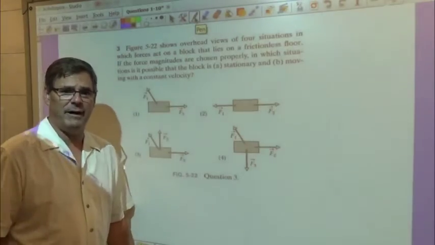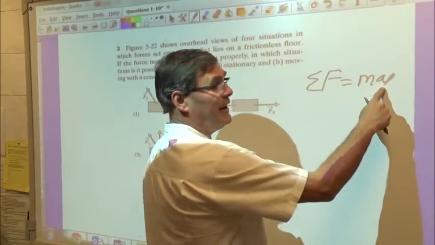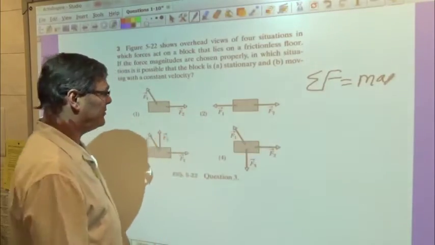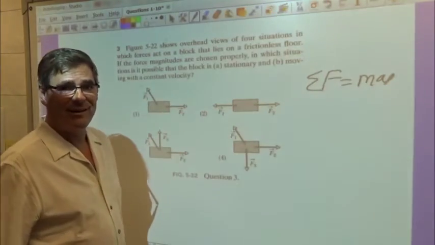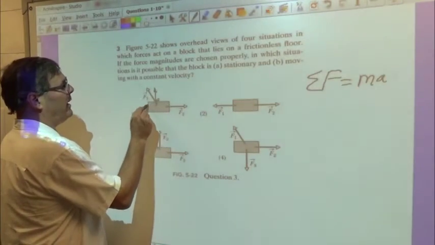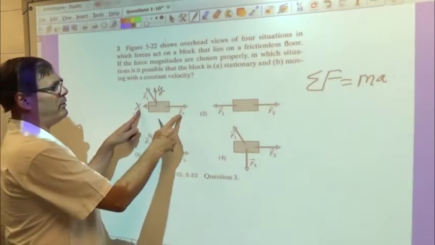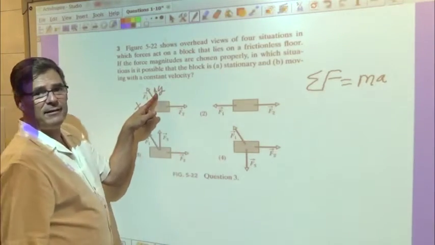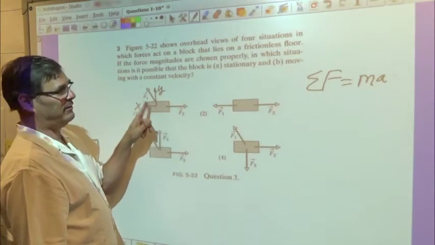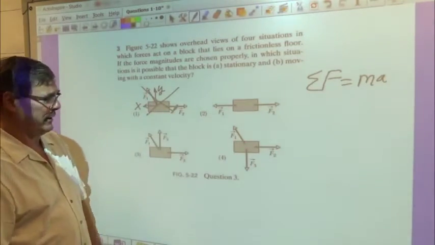If the block is stationary, we know it's not accelerating, so the sum of the forces is mass times acceleration. If there's no acceleration, that means the forces have to add to 0. So that's what we have to ask ourselves. Is it possible for these forces to add to 0? F1 has both a y component and an x component. This x component and F2 could cancel out, but there's nothing to cancel out this y component of F1. So this cannot add to 0. So it is not possible that that block could be stationary.